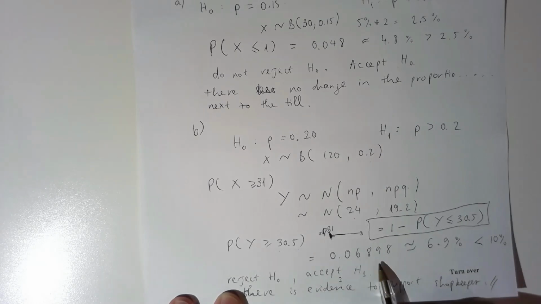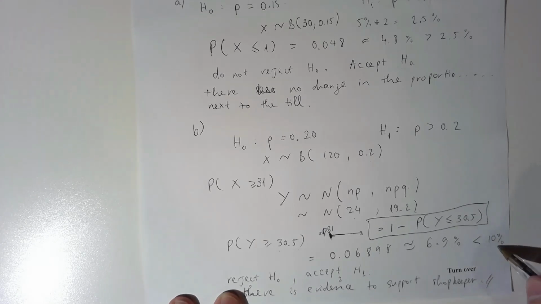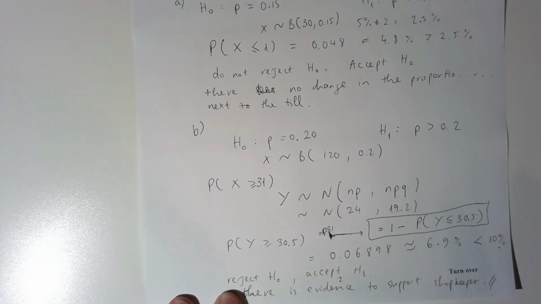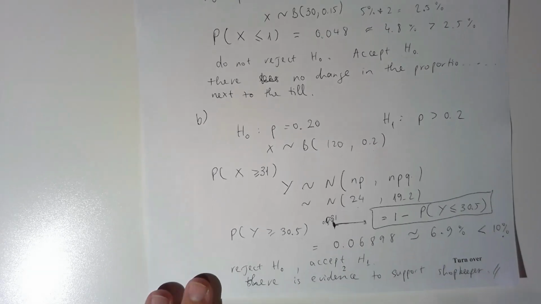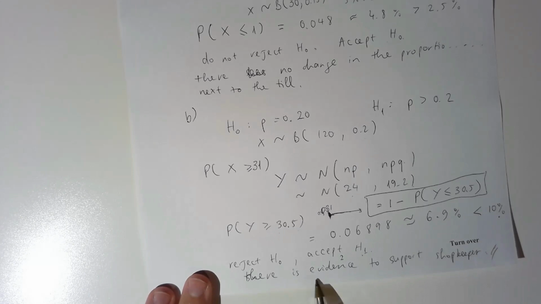or 0.6898, so approximately 6.9%. Of course that is still less than 10%. So that is the critical value, 10% here, but 6.9% means within the critical region now. If inside the critical region, I can reject H0, I mean accept H1. So therefore, there is evidence to support the shopkeeper.